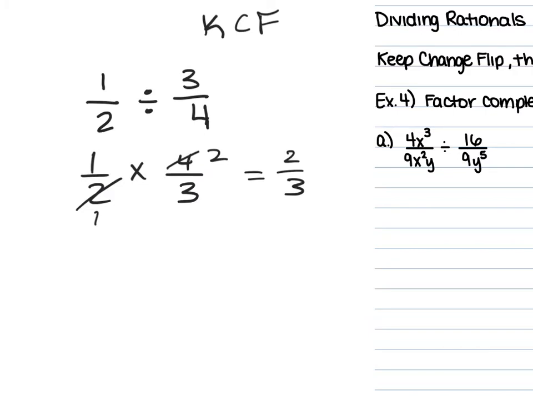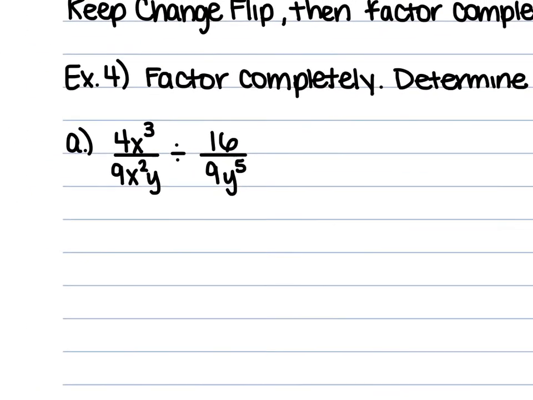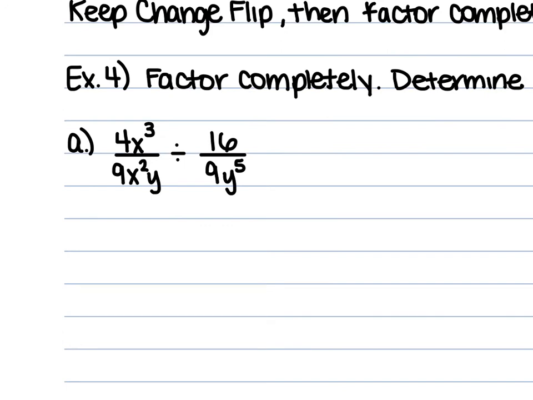So I'm going to use that same strategy here in a minute when things are a little more complicated. I'm still going to be doing fractions, and I'm still going to be keep, change, and flip. So let's start by rewriting. First of all, we've got 2 fractions that we're dividing. So we're going to keep the first one the same, 4x to the 3rd power over 9x squared y. I'm going to change that division to multiplication, and I'm going to flip the last one, 9y to the 5th over 16.